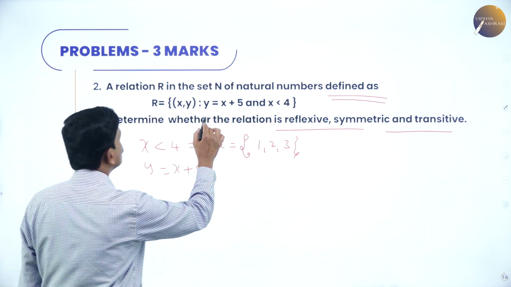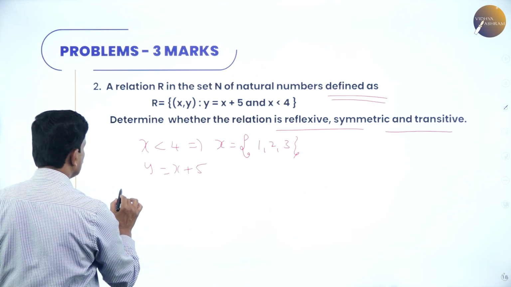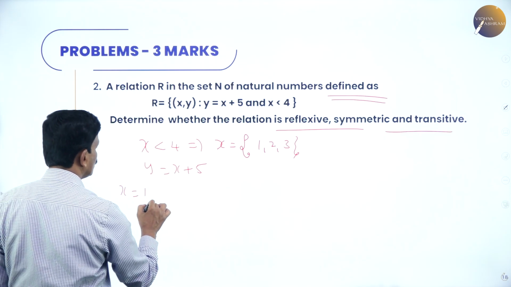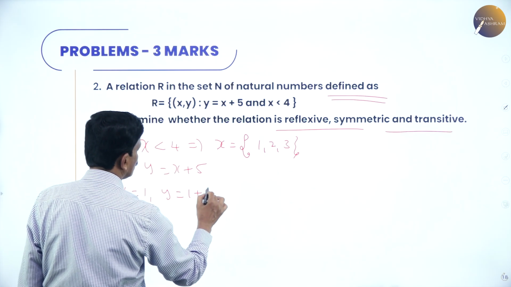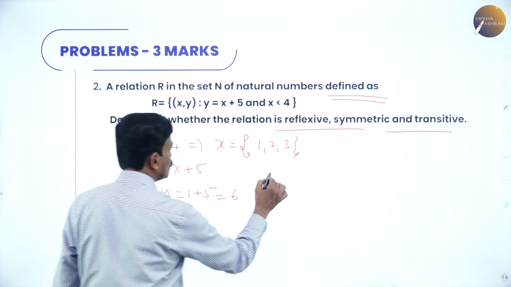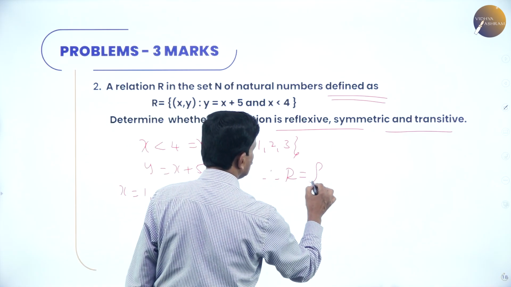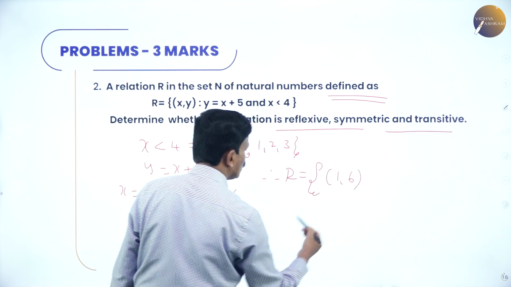Now, what is the relation? Just write down the relation. So, when x is equal to 1, what is y? y is equal to 1 plus 5, that's equal to 6. So, therefore, the relation R contains the first element as 1 comma 6.